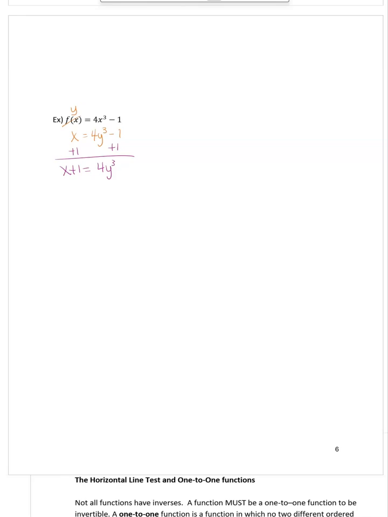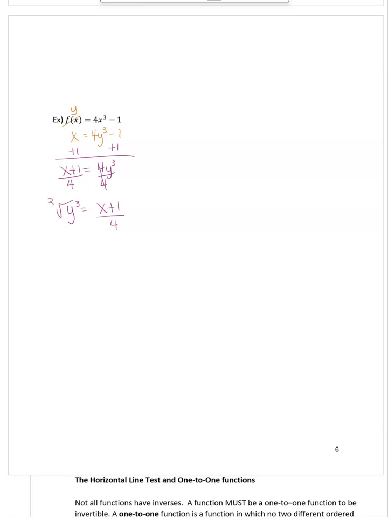But we gotta get the y cubed by himself before we can remove the power, right? So let's divide by 4 on both sides. So it's going to leave us y cubed equals x plus 1 over 4. I like my y on the left hand side. If you don't want to do that switch, you don't have to, right? It's your submission work, like you do you.